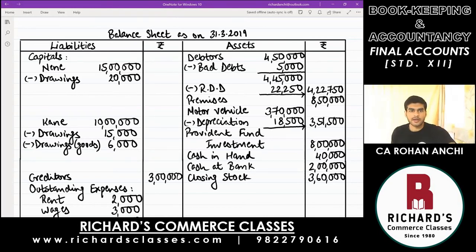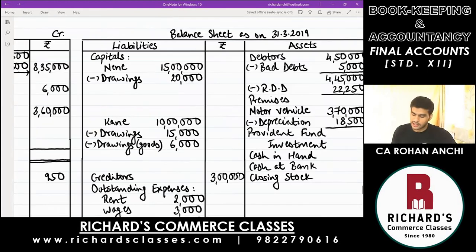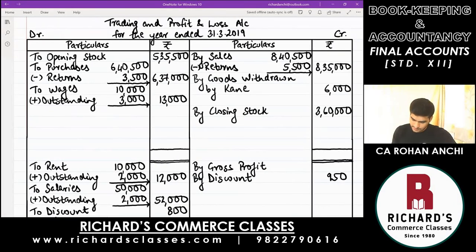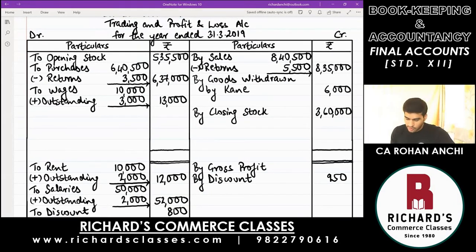All adjustments are complete. Now we can close our accounts, starting with the trading account first. So carefully add up. There are three figures on the credit and three figures on the debit. Find out both credit total and debit total.